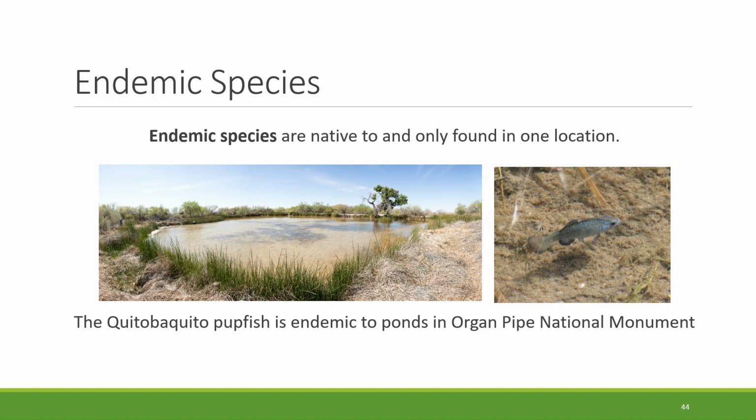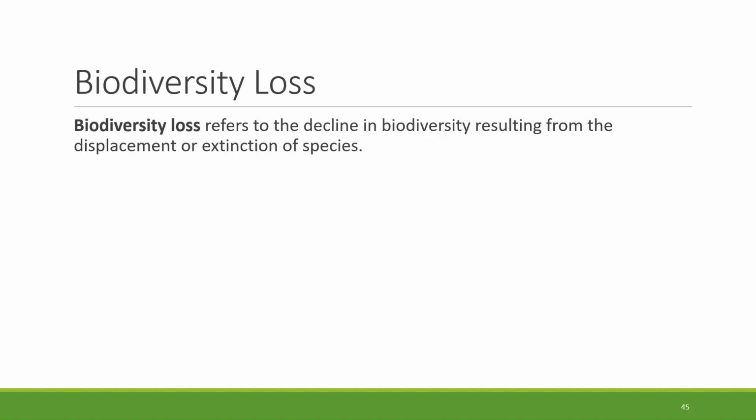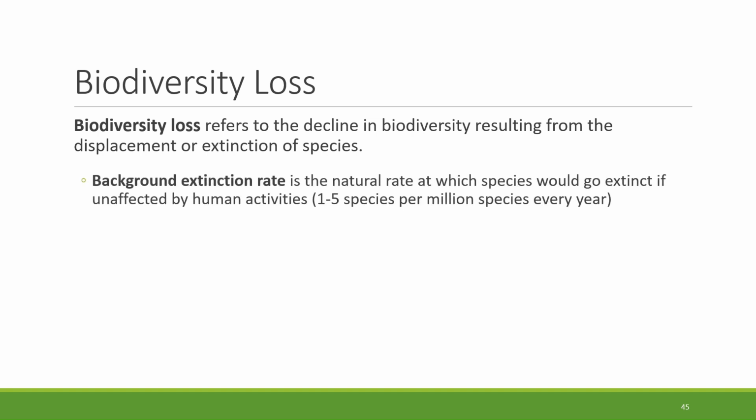And this transitions us nicely into our final topic, which is biodiversity loss and its consequences. The Earth is experiencing biodiversity loss, which is the term used to describe the decline in biodiversity resulting from the displacement or extinction of species. And to be clear, some level of biodiversity loss happens all the time. It is inevitable. The background extinction rate is the term that's used to describe the natural rate at which species go extinct without the influence of human activity.